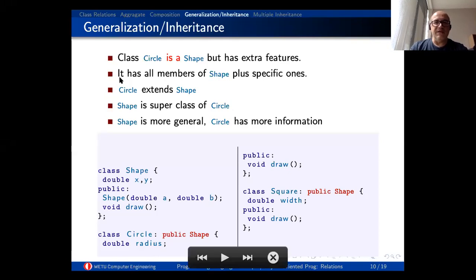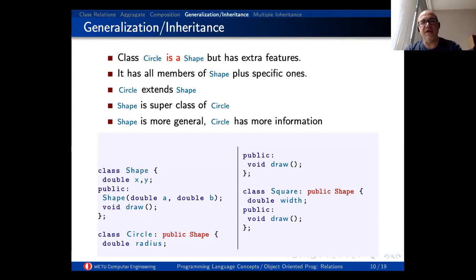Okay, the more interesting and, in object-oriented programming, more important type of object relation is called generalization or inheritance. We have different terminology for that. It is an is-a relation. So for example, you can say circle is a shape, rectangle is a shape. That means circle has everything related to a shape, everything that shape defines. In addition, it has some extra features, extra member values or extra behavior, if you like. We can call it circle extends shape, or shape as superclass of circle, or circle as subclass of shape.